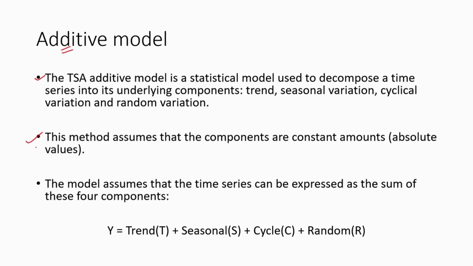This means absolute values. The model assumes that the time series can be expressed as the sum of these 4 components. As the title says, this is the additive model. So we are adding each component of the time series analysis. So we are adding the trend, seasonal variation, cyclical variation, and random variation in order to calculate the forecast.